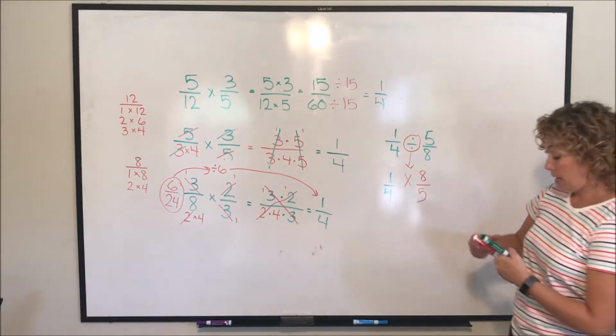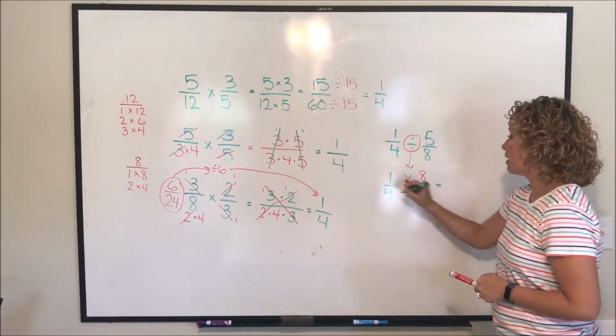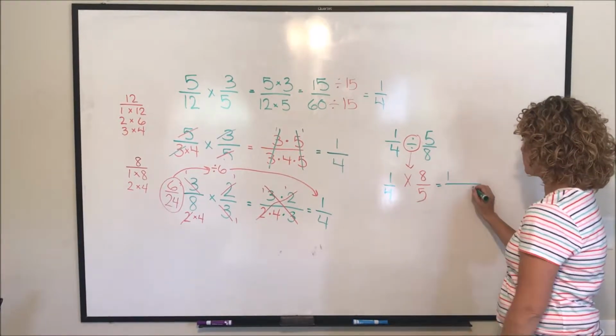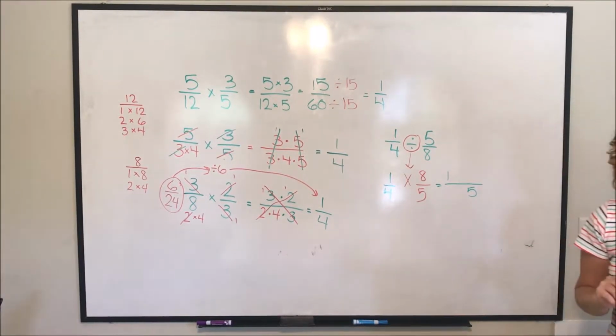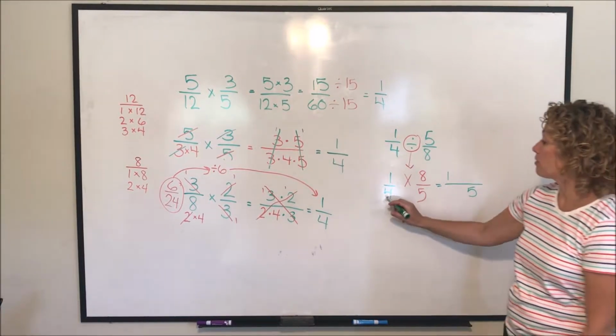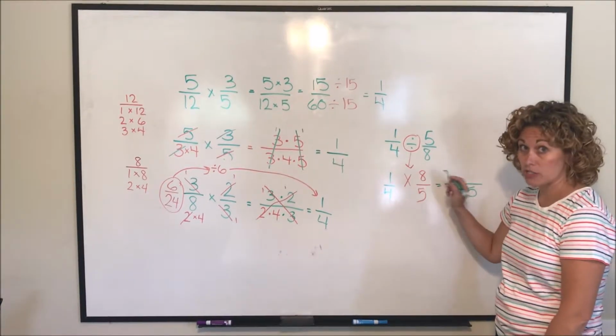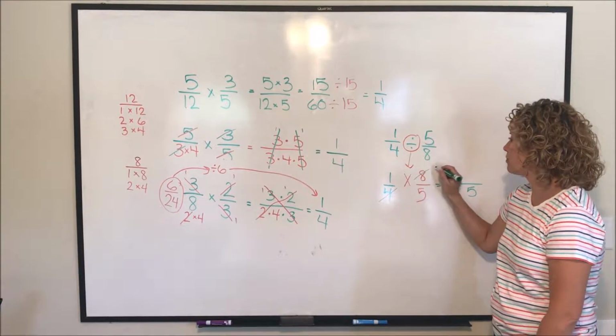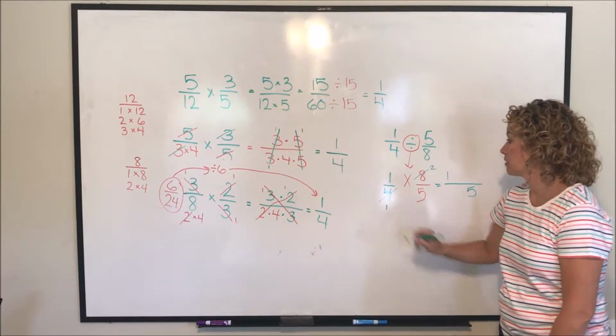Now, I know 1 is a prime number. I know that 5 is a prime number. Now, I know right away that 4 goes into 8 2 times. So if I see that, I can just divide it out right there.